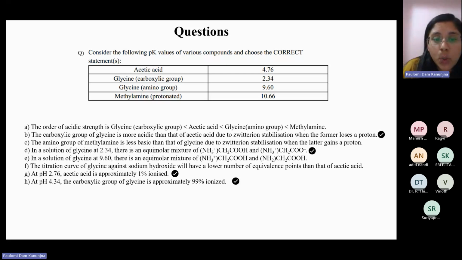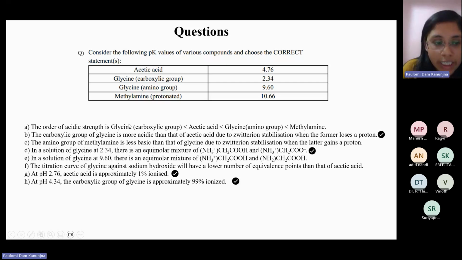Next, the carboxylic group of glycine, which is this 2.34, is more acidic than that of acetic acid, which is 4.76, due to zwitterion stabilization, which is correct. This is more acidic than this. Makes sense. But if this is correct, then this should also have been correct. That's okay. Let's see: the amino group of methylamine is less basic than that of glycine due to zwitterion stabilization when the latter gains a proton. It is more basic because it is towards the basic value. Methylamine is 10.66, glycine is 9.6, so it is more basic, not less basic.